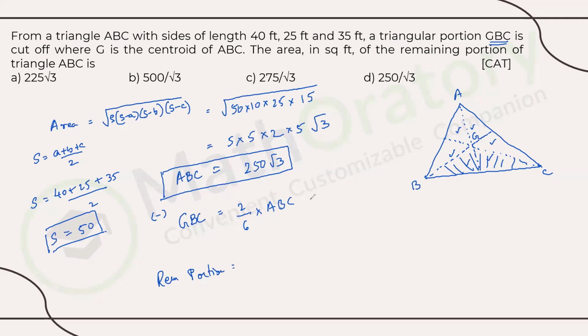So this 2/6 reduces to 1/3, right? So we have 1/3 of ABC, which is cut off. So the remaining portion should be 2/3 of ABC. Yes. And ABC, we already know, is 250√3. So we have something like this, right? Now, if you look at the options out here, you can see this is 500, and √3 by 3 is basically 1/√3, right? So this is 500/√3, which is option B. Right. Yeah, that's it. So this was pretty simple one, I guess.